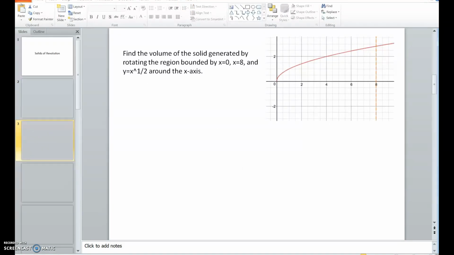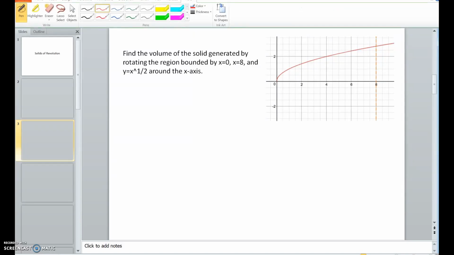So here again is the graph of y equals square root of x. Here I've bound my region between 0 and 8. So here's the region of rotation, and I want to rotate around the x-axis. This is going to create a shape that's similar to the one we just saw in the video, but there'll be circular cross-sections, not donut ones.